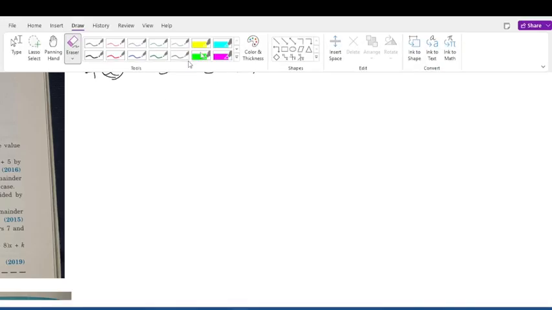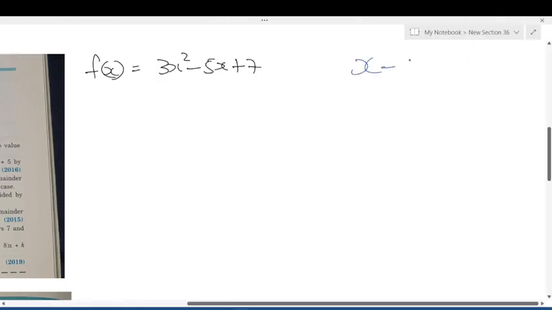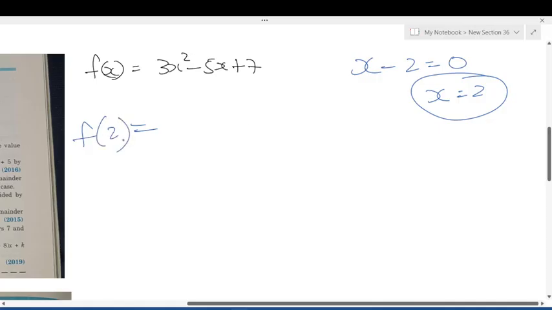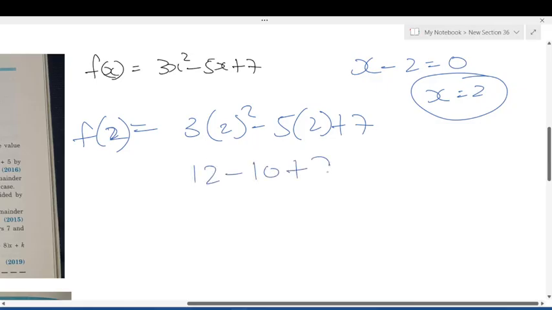This is not required. For you all to understand, you should know why we are solving all these questions. Now, this is the polynomial equation given, and we know x is equal to 2. Substitute here, f of 2. F of 2 is equal to 3 into 2 square minus 5 into 2 plus 7. 2 square is 4. 4 3s are 12 minus 10 plus 7. 12 plus 7 is 19, minus 10 is 9. Is this clear how to solve?